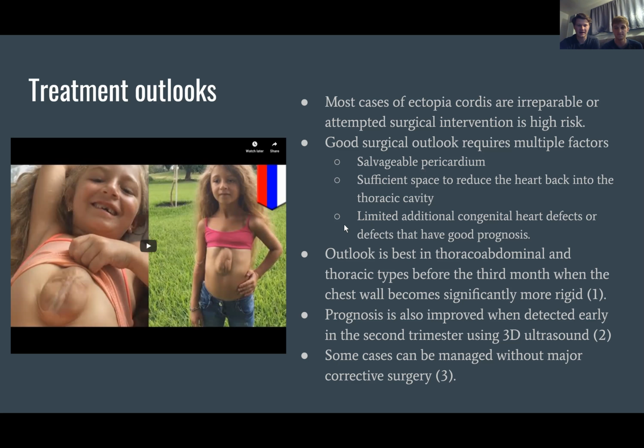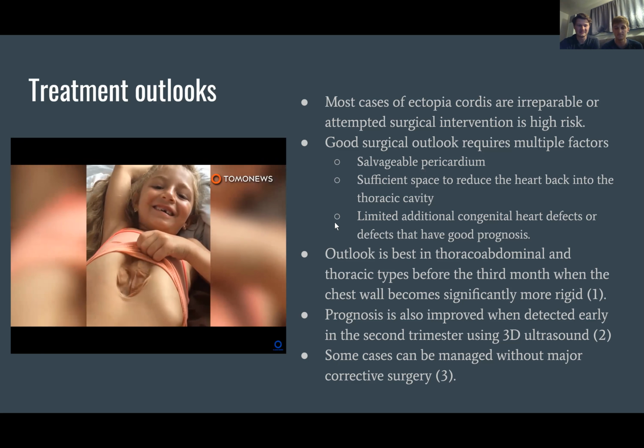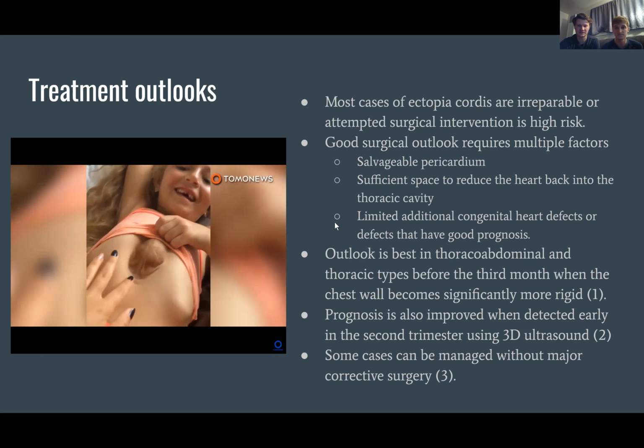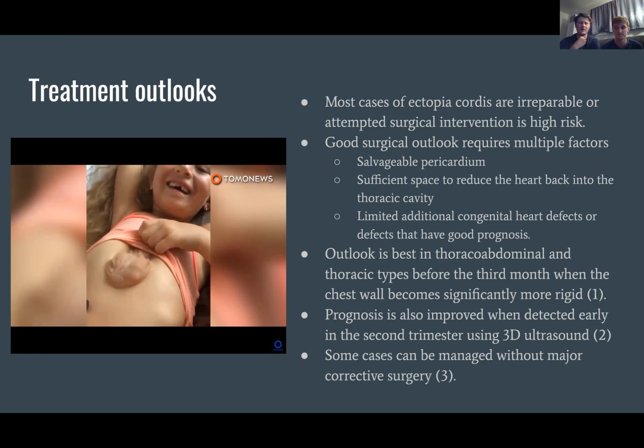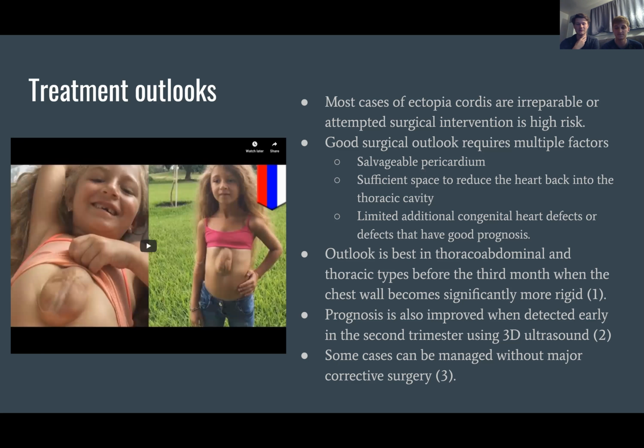So along with that, there are multiple different localizations of these deformities. Specifically, there's cervical, where the heart is growing up more into the neck area, which is a lower prognosis for being able to be surgically repaired. Then there's also thoracoabdominal and thoracic types of Ectopia cordis, such as in this girl, where the repairability is a much higher outlook.